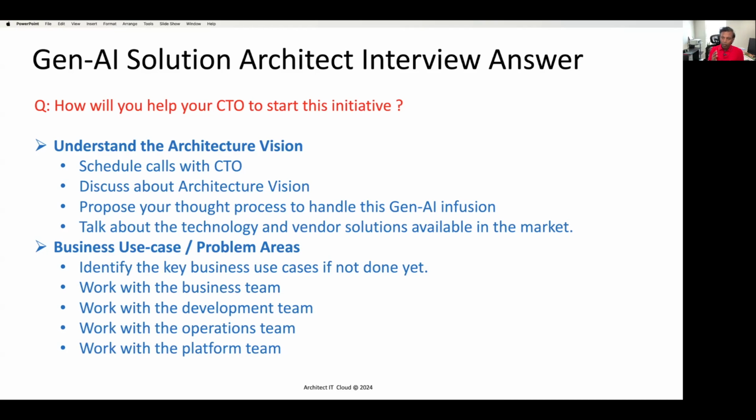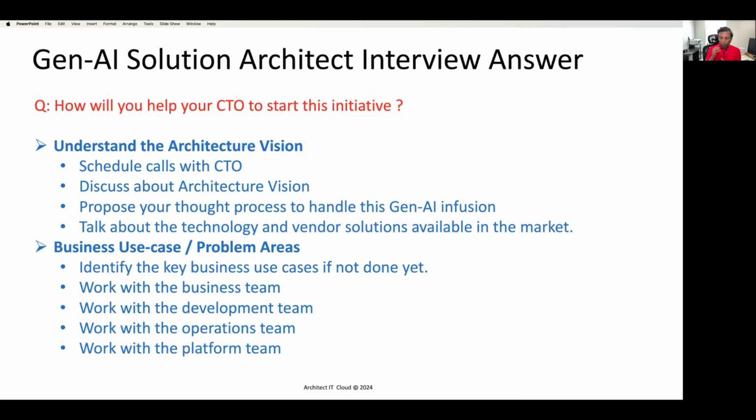And normally, when it comes to architecture vision, he has the clear vision about where the organization, whether it is a retail company or banking services company or insurance company, where the architecture vision is going to be and how the organization is moving towards the new technology or adopting generative AI, so and so. So you must have the clear discussion with your CTO to get to know about the architecture vision first.